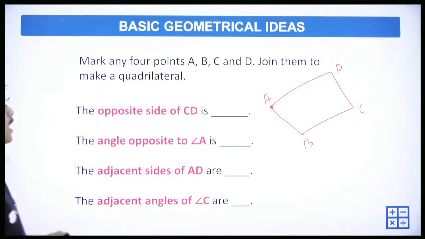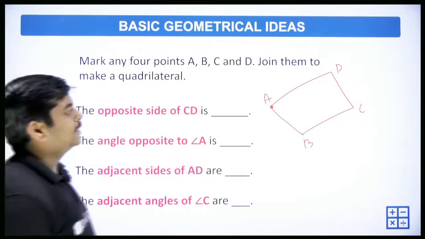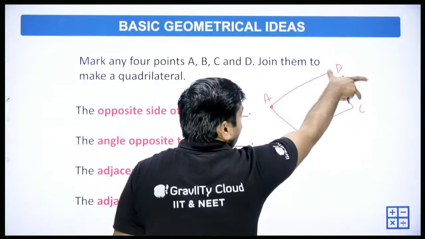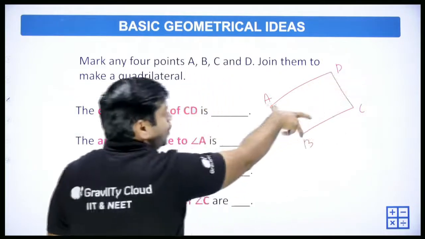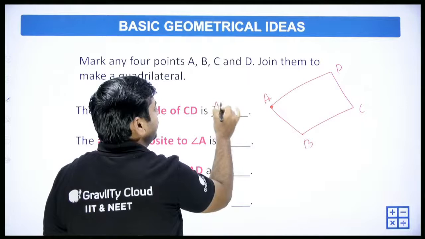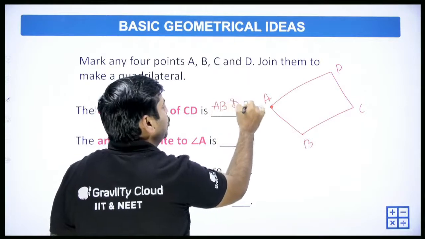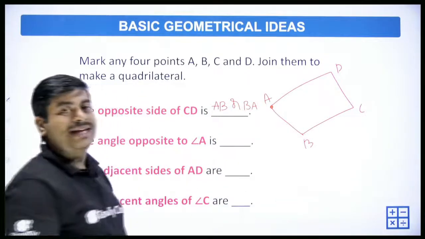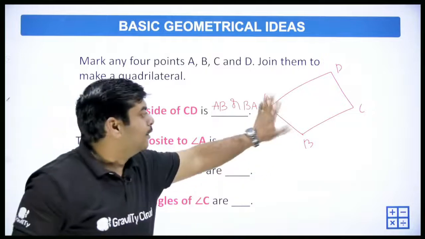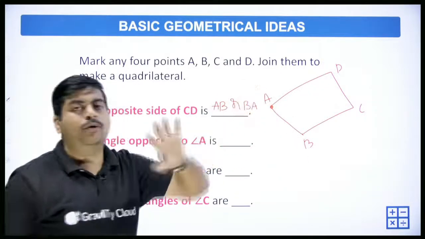Now the question is, the opposite side of CD. Where is CD? CD is here. So opposite to CD, we have the side AB. AB or BA, both are the same. When you say side AB, A to B, or side BA, B to A, both are the same.